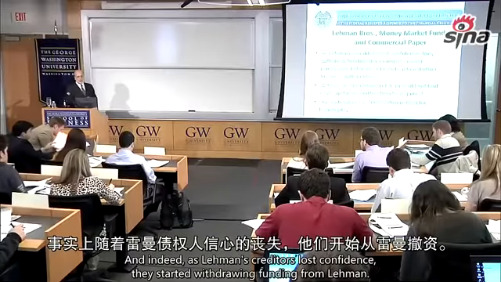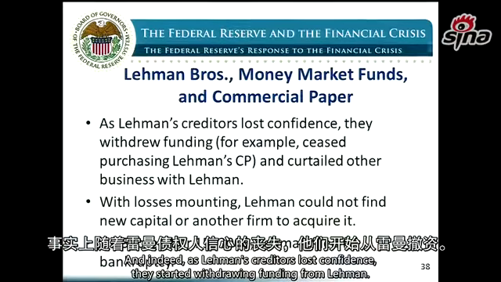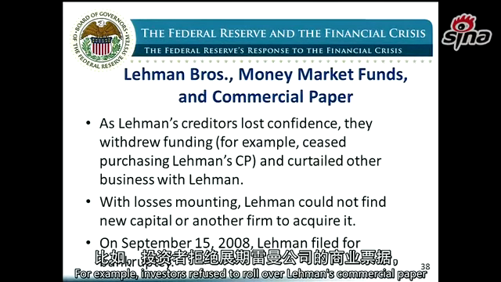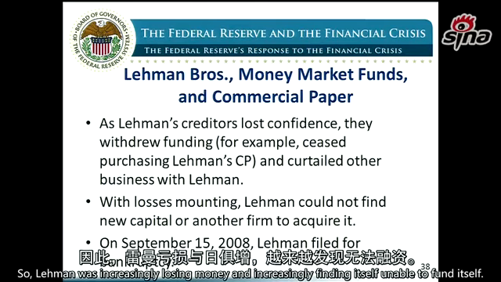And indeed, as Lehman's creditors lost confidence, they started withdrawing funding from Lehman. For example, investors refused to roll over Lehman's commercial paper, and other business partners said, well, we're not going to do business with you anymore because we're afraid you're not going to be here next week. So Lehman was increasingly losing money and increasingly finding itself unable to fund itself.